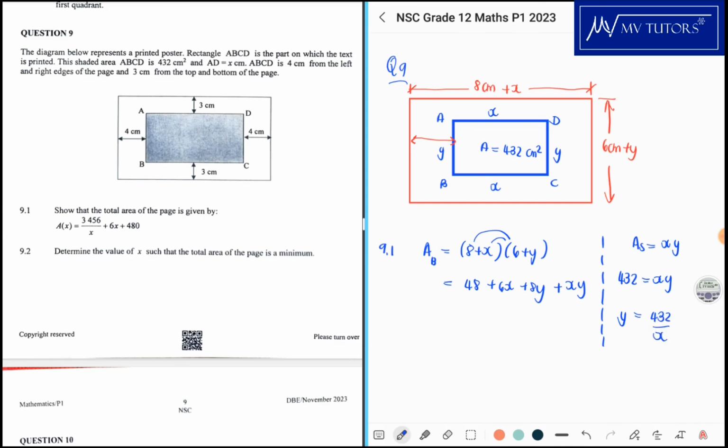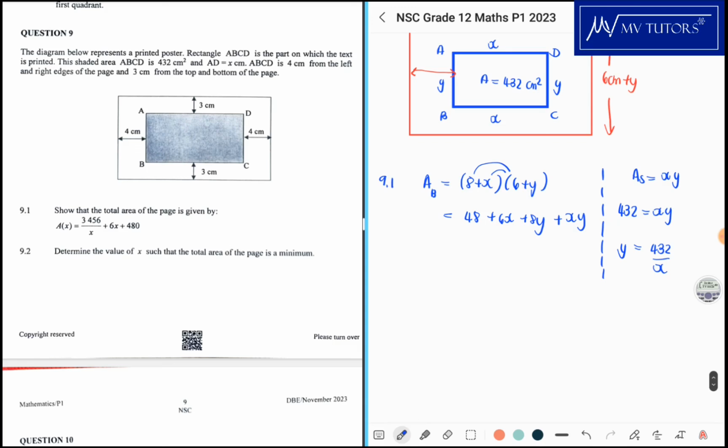And also it's because my answer does have x in it, so it wouldn't make sense to put it in terms of y. Let's put it in terms of x. And now I go back to my area. I'm just going to put it as A(x) actually.